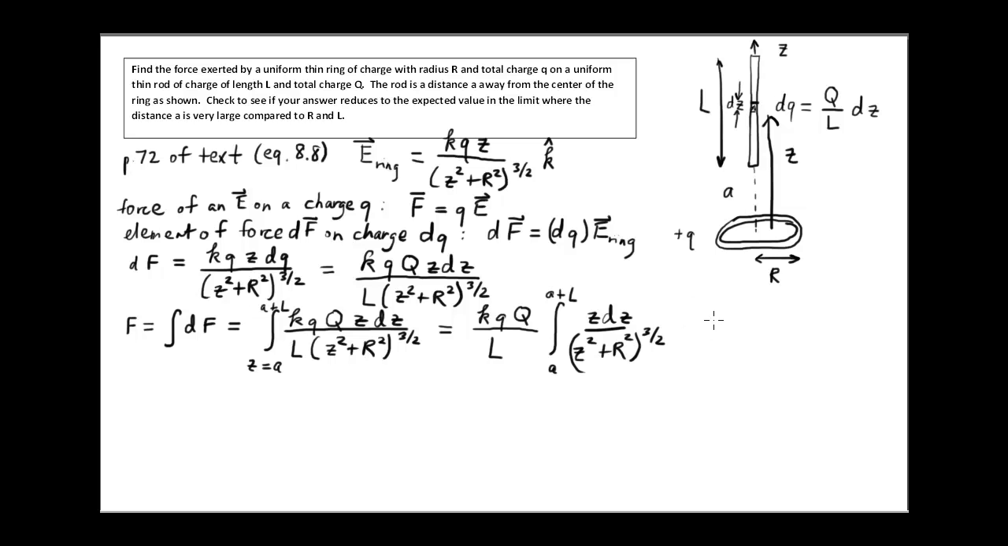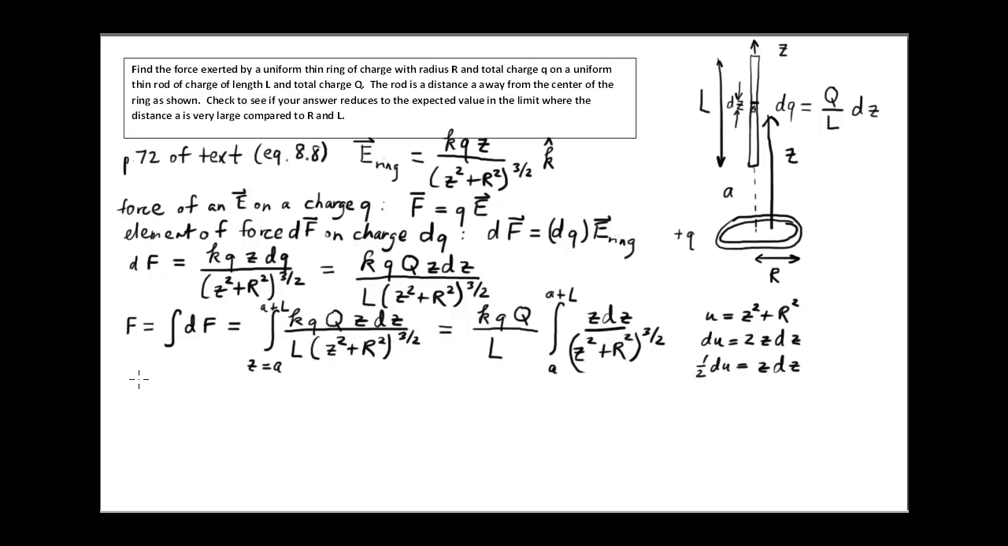And this integral, it can easily be done using a u substitution. And so if we let u equal z squared plus r squared, what's inside the parentheses in the denominator, then du will be 2z dz. And then what we can do is make the substitution, because the z dz term is what's in the numerator already, and that will simply be 1/2 of du.